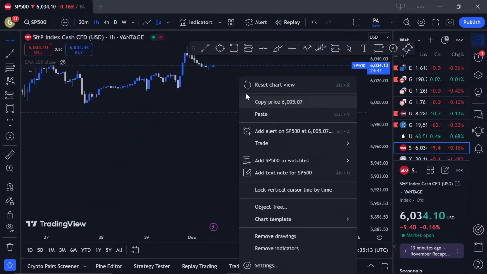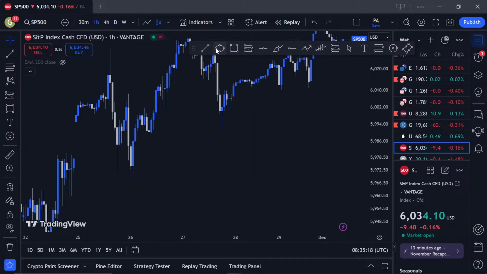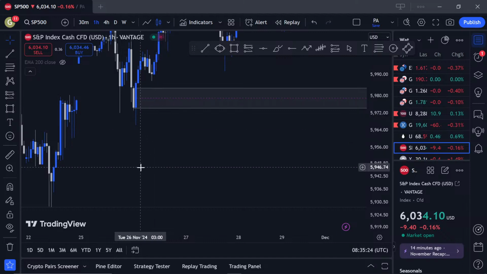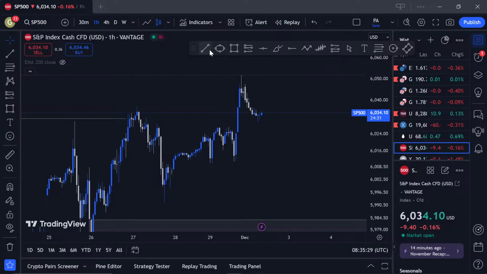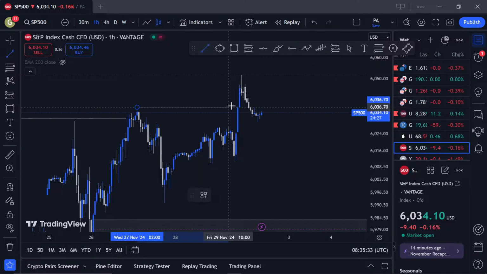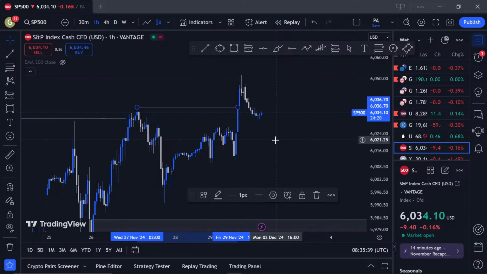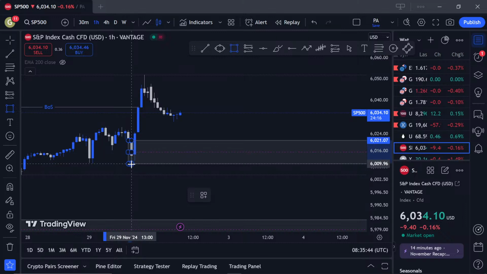Look at the 1 hour time frame to identify key levels. Have a demand here. Have a demand here.